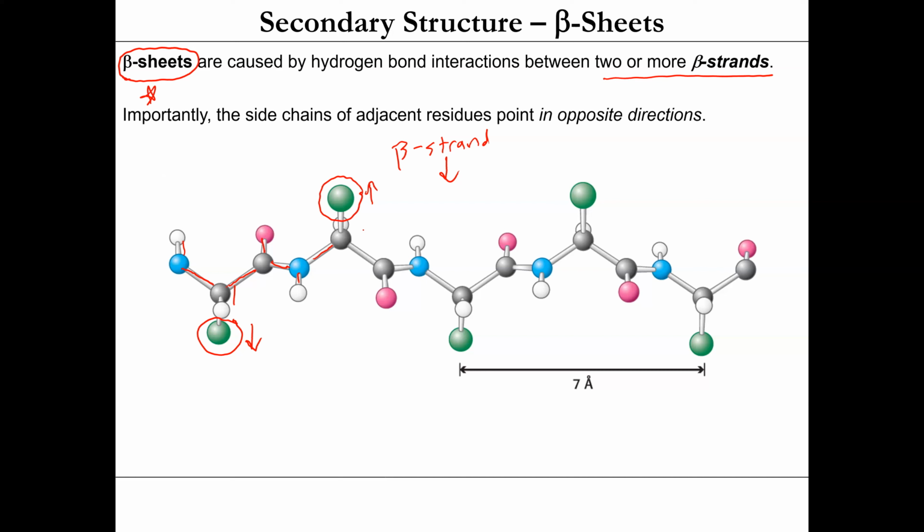And it has a very specific sort of measurements there. So between 1, 2, 3 different side chains will be a regular distance of about 7 angstroms. And importantly, these side chains, as I sort of already pointed out, are pointed in opposite directions from each other, as you can see here. So this would be a single beta strand.